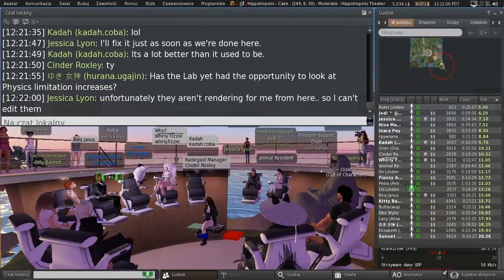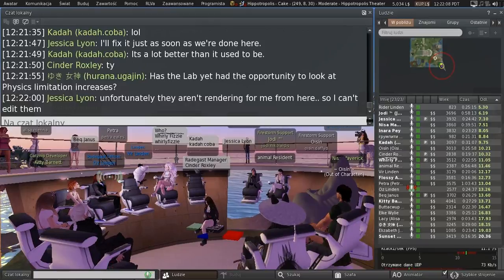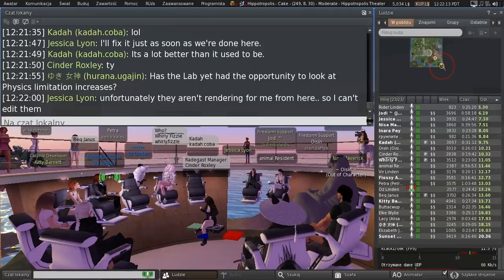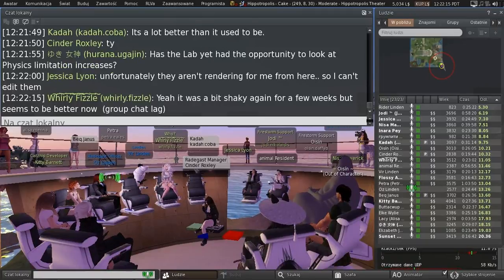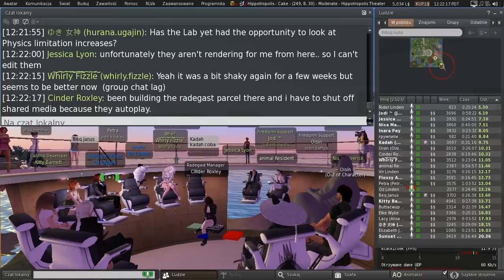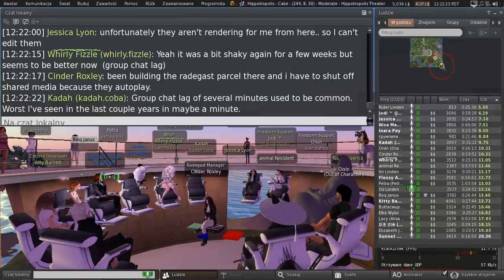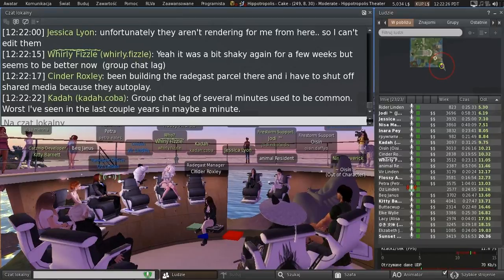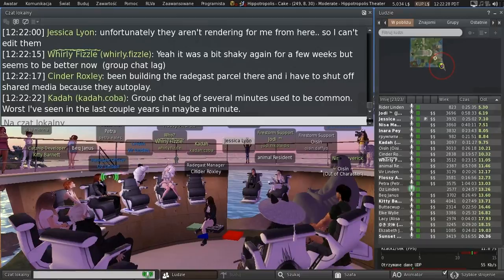Have we had the opportunity to look at physics limitation increases? We have been doing some looking at simulator performance in general, but right now our big focus is on getting our operating systems updated, which also means improving the tools, which also, in some cases, means improving the versions of various libraries that we're using. It is my hope that we will get some performance benefit from all of that, and we're looking hard at performance things in general.